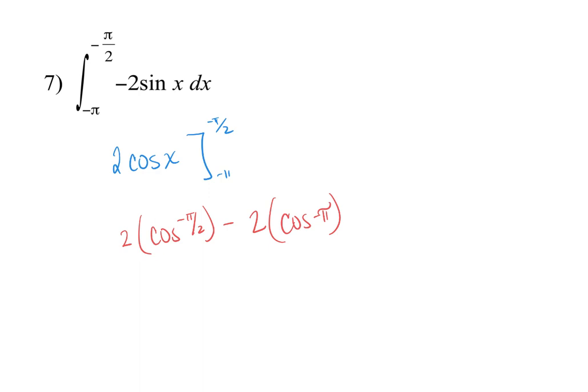-pi over 2 is down. It doesn't really matter though because the cosine there is 0. So 2 times 0 is going to be 0. Minus 2, the cosine of -pi is -1. So you have minus a -2, which gives you 2 there.